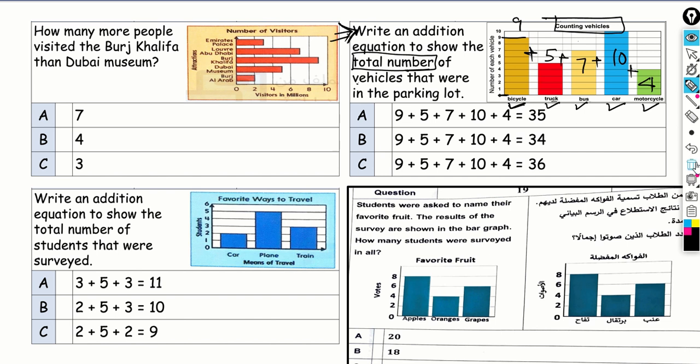The remaining questions are the same. Always look at this. This is car here, this is plane, and this is train, like this. Let's move on.